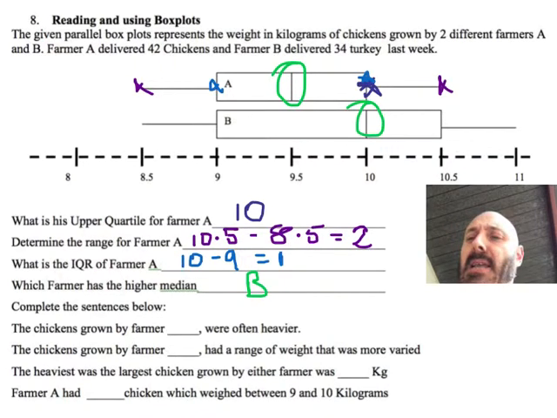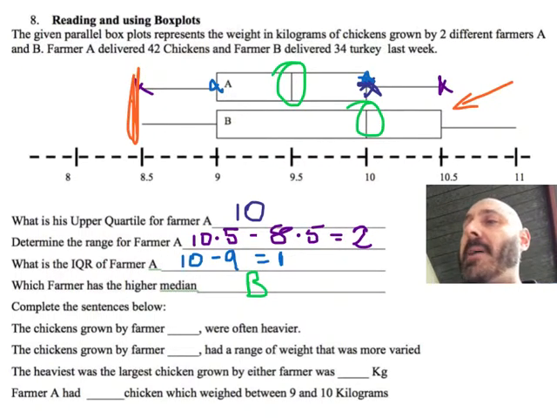Now we can have a look at these sentences. A little bit of data analysis. The chickens grown by Farmer are often heavier. Looking at these box plots, I would think that this part of the box plot tells me that his chickens are a bit heavier. At this end, they're about the same. So I'm going to go for Farmer B.